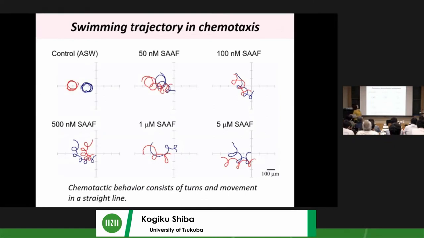This is a swimming trajectory in chemotaxis. This is the coordinate, and the origin is the tip of the glass capillary, which is the attractant source. The control is a glass capillary containing only agar, with no chemicals. Here I aligned the sperm trajectories around the glass tip containing different concentrations of SAF. You can see the sperm do not go directly to the tip of the attractant. They swim in circles, and if they swim away from the tip, the sperm make a turn and then go straight. So its chemotactic behavior consists of turning and straight movement.